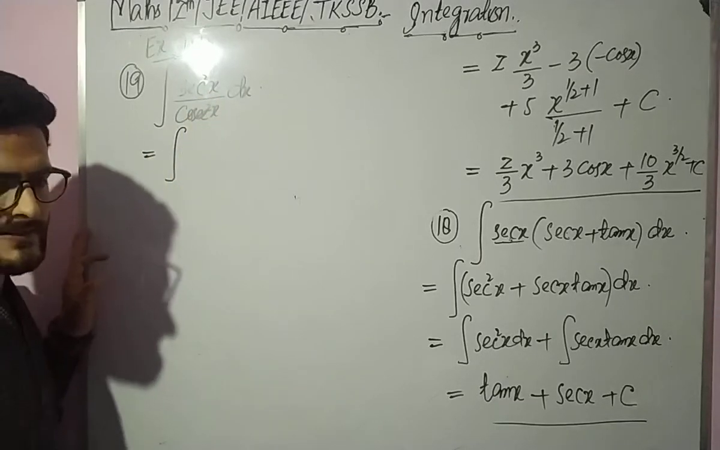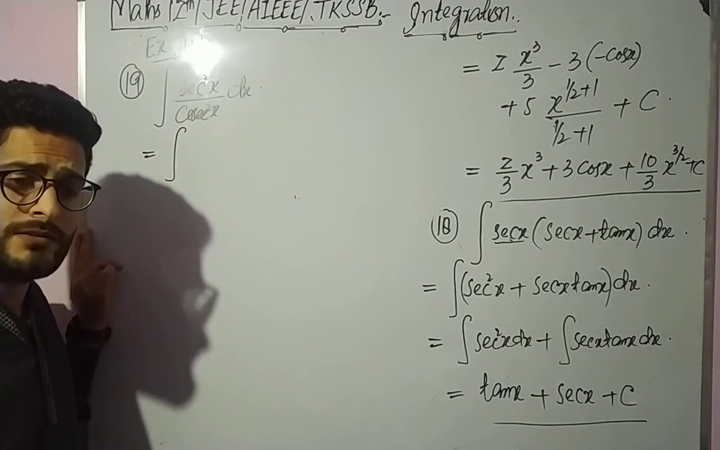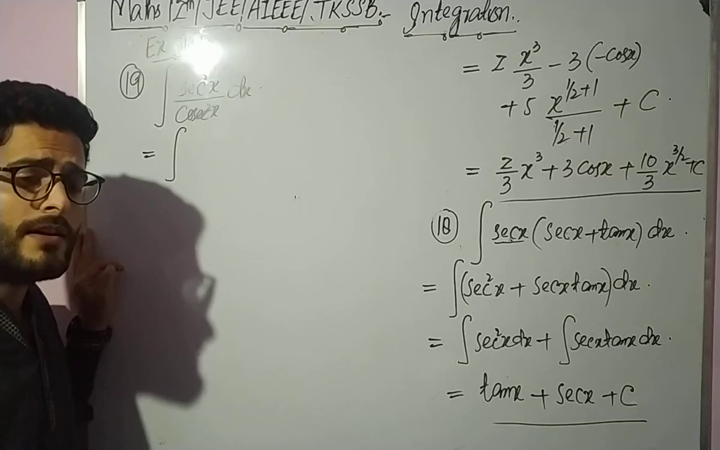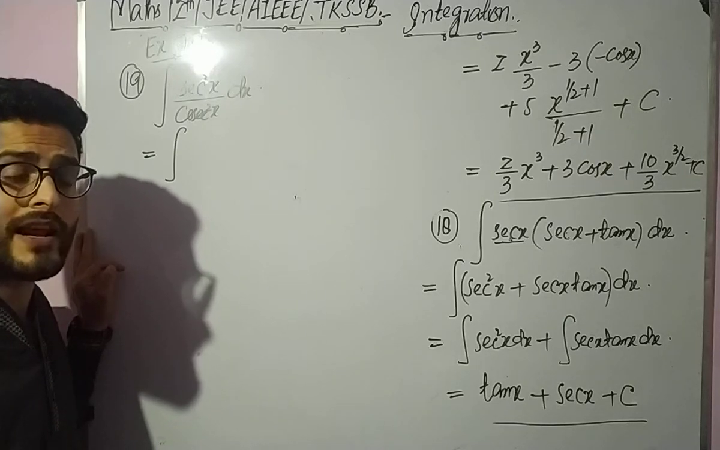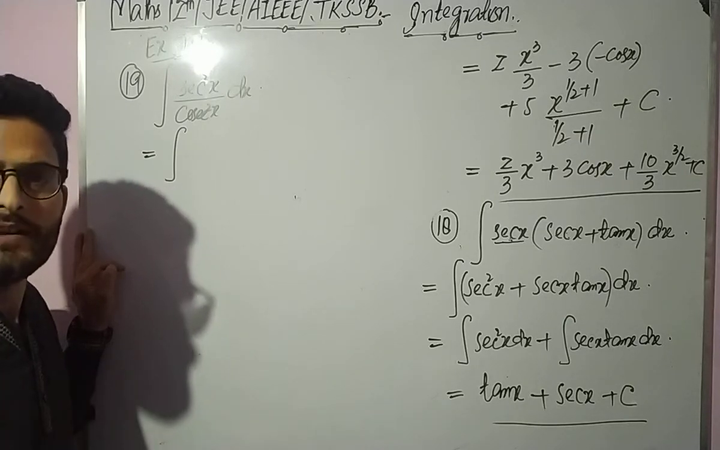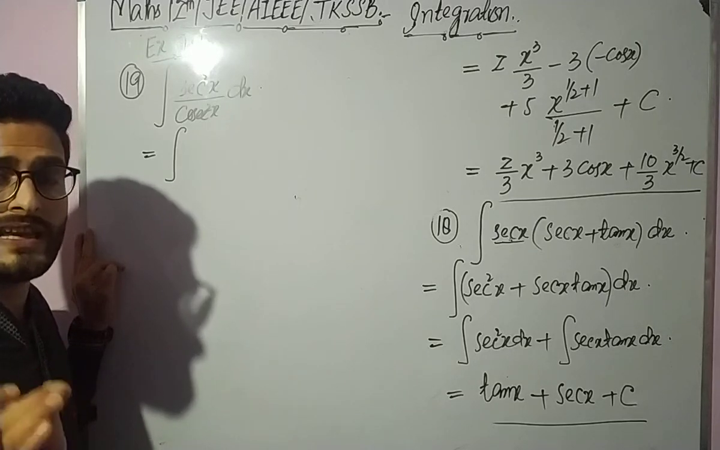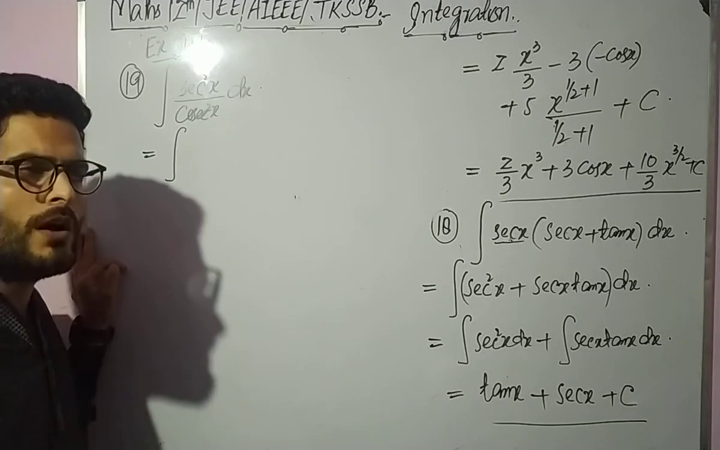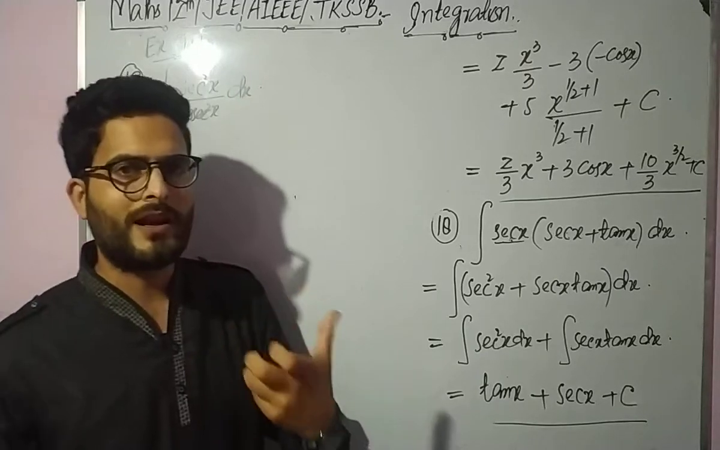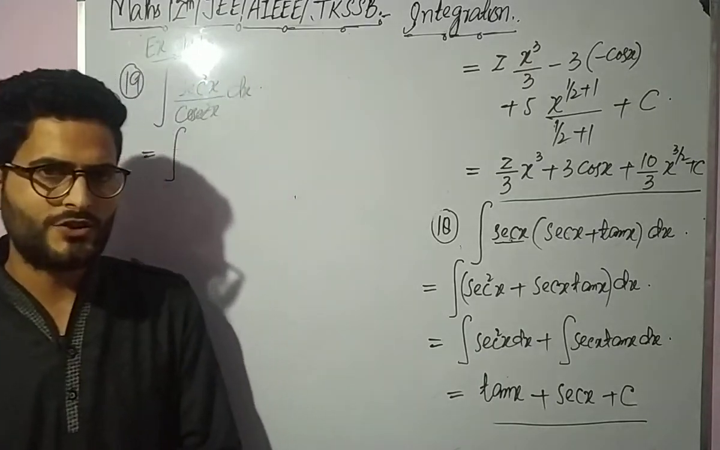Now sec is, we know that there are three basic trigonometric functions, sine, cos and tan. Actually elementary ones are basically two. We have these trigonometric functions, or circular functions, they are also known as.